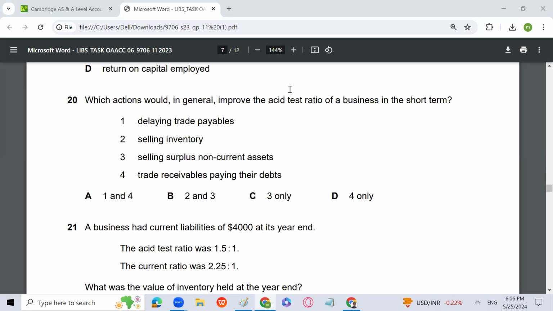Which action would, in general, improve the acid test ratio of a business in the short term? The answer is selling surplus non-current assets and selling inventory. So 2 and 3 is the answer, B. How come? When you sell your non-current assets, you will increase cash, but there is no increase in the trade payables. The current liabilities will remain the same, so the acid test ratio will increase. Selling inventory is not a part of the acid test ratio. Your cash will increase and your acid test ratio will also improve. So 2 and 3 is the answer.